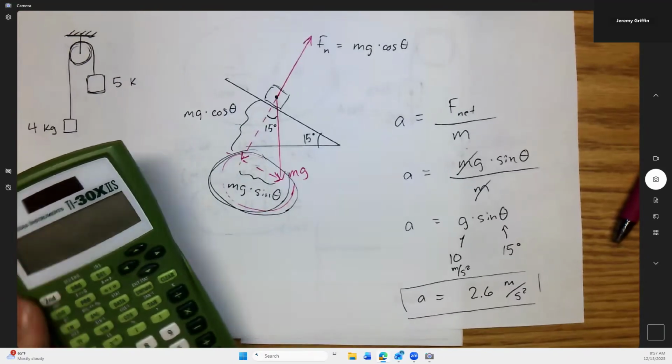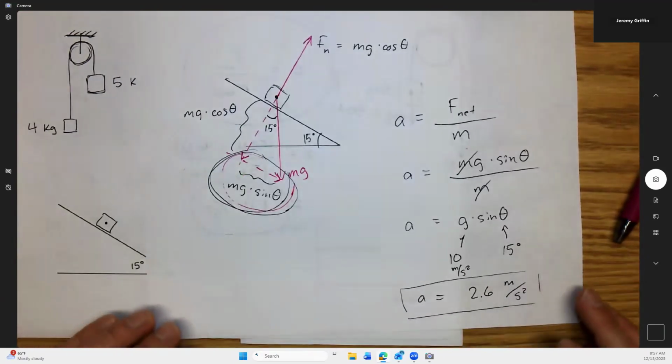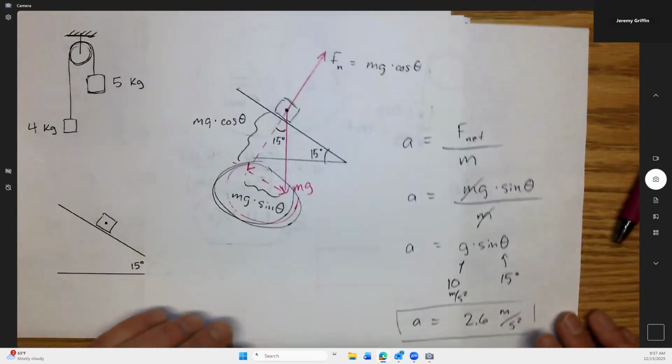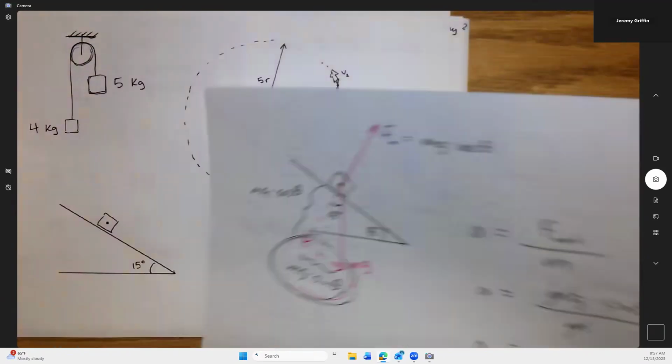I totally get it. You guys do inclines? Inclines? Alright.